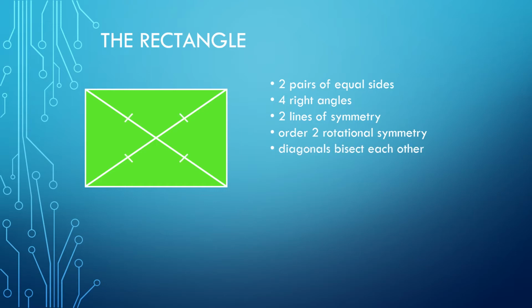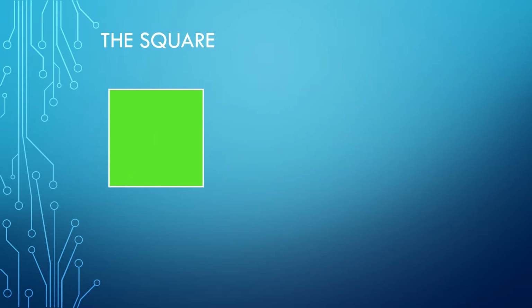If we think about its diagonals, they bisect each other, so cut each other in half. And remember that our diagonal is a line from one vertex to another, from one corner of the shape to another corner. It is not simply a line that goes at a slanty angle. So that's one of the things we need to remember from this.